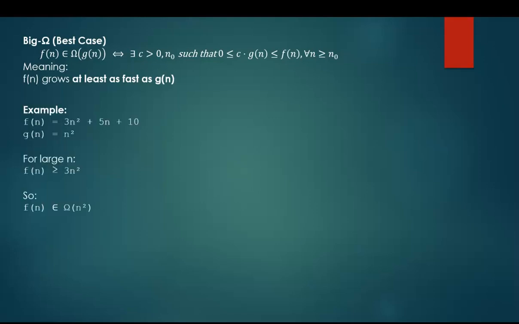Take the same example. f of n is equal to 3n squared plus 5n plus 10, and g of n is equal to n squared. For large n, f of n is greater than or equal to 3n squared. So we can say f of n belongs to big omega of n squared, or f of n belongs to big omega of g of n.